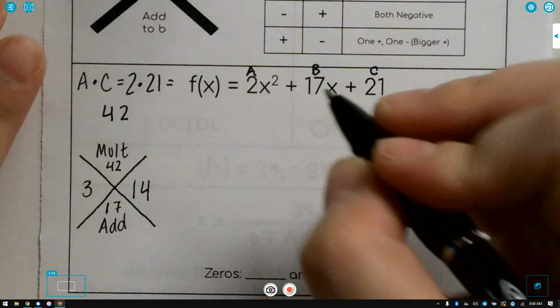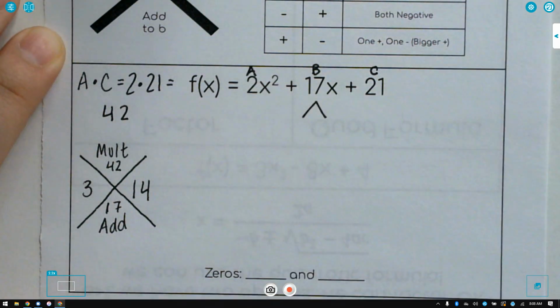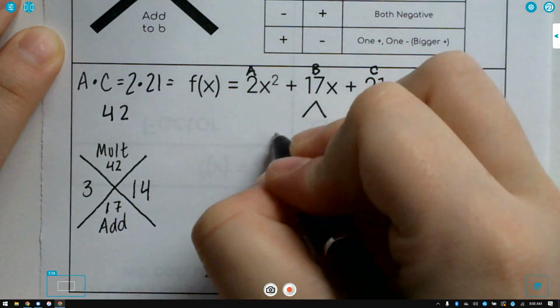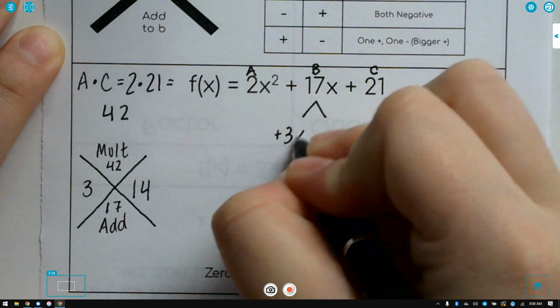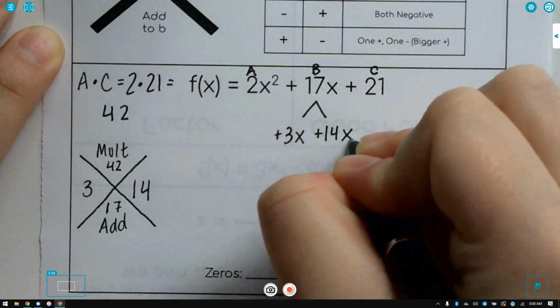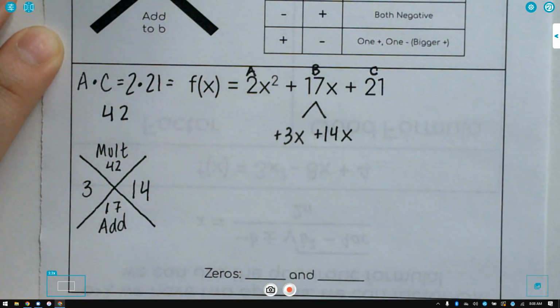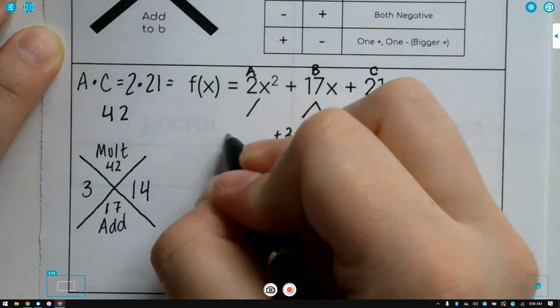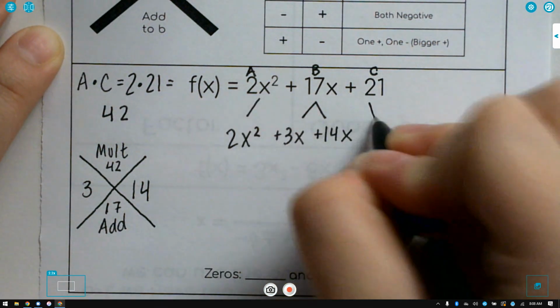We then use those numbers to split up this middle term. So instead of having plus 17x, we're going to have plus 3x plus 14x. I still have my 2x squared. I still have my 21.